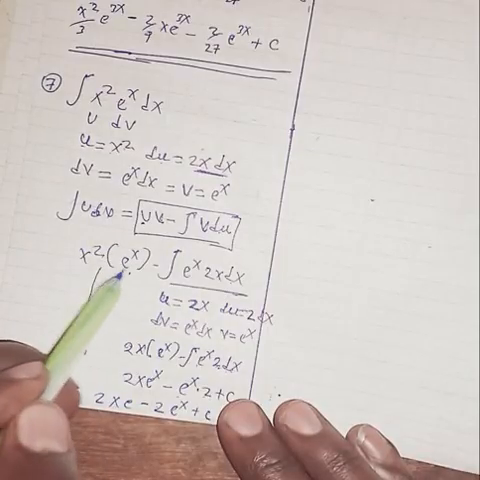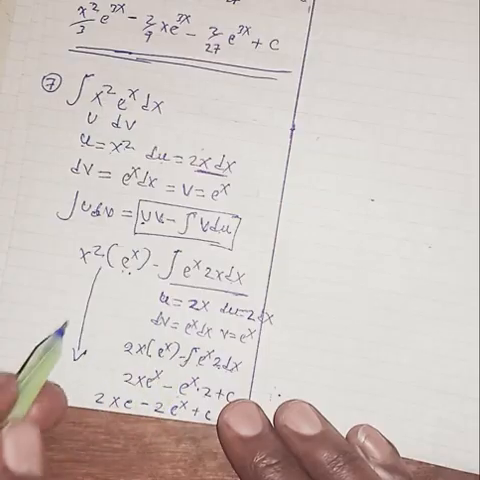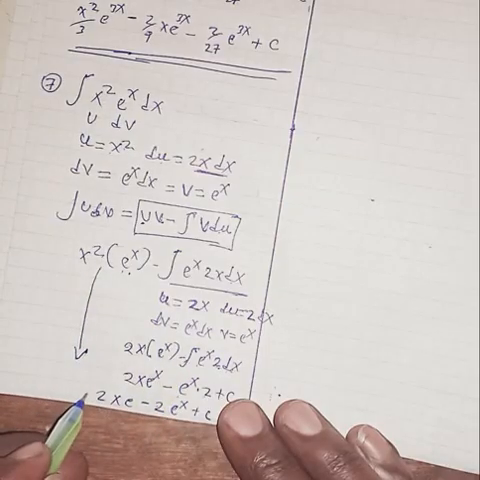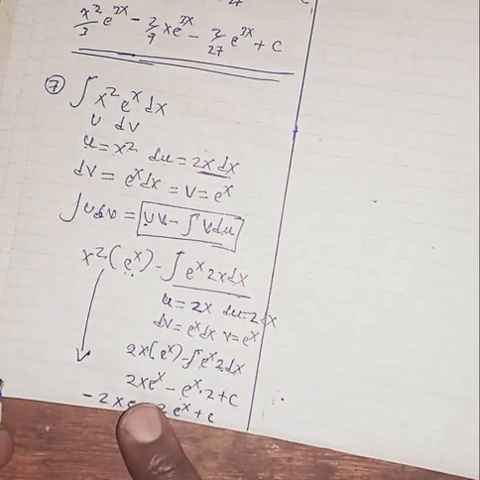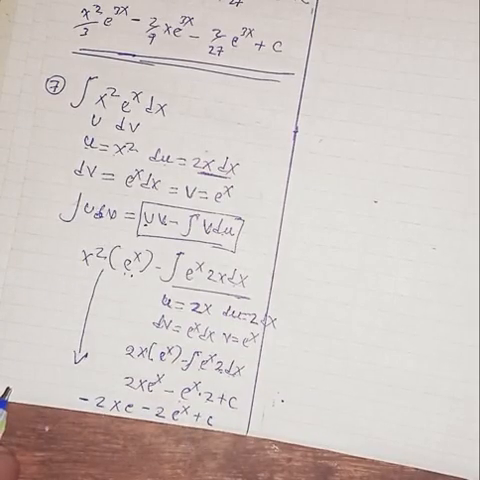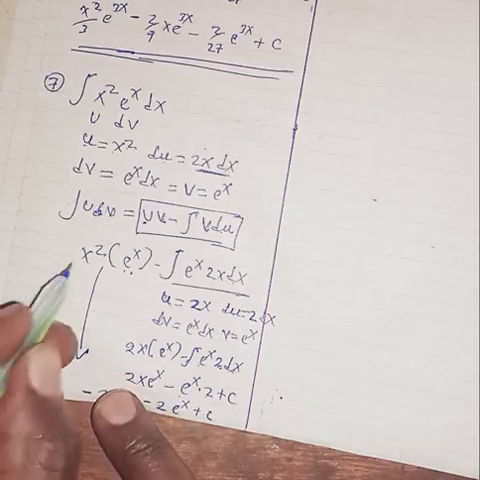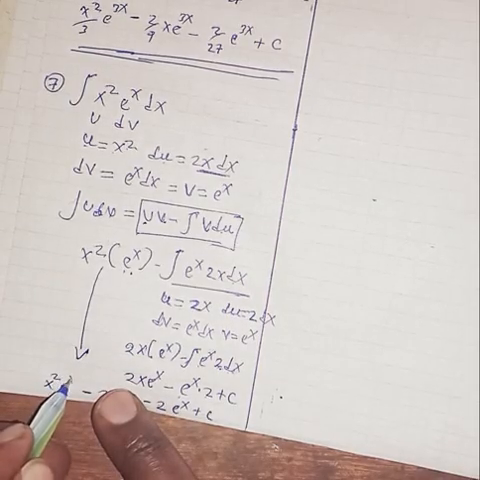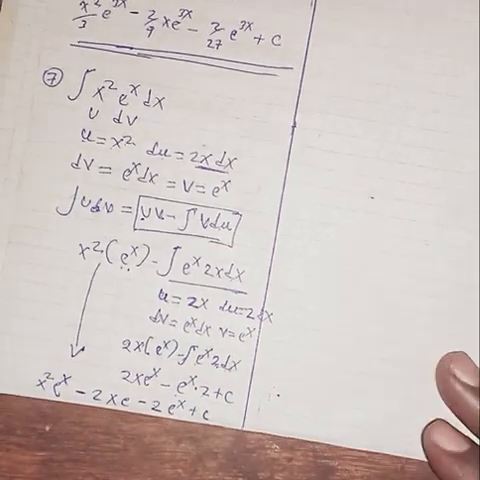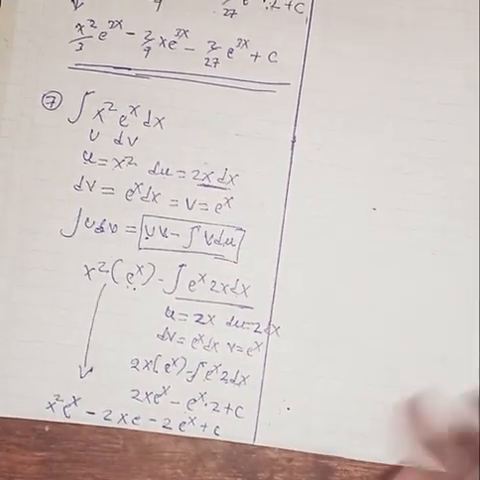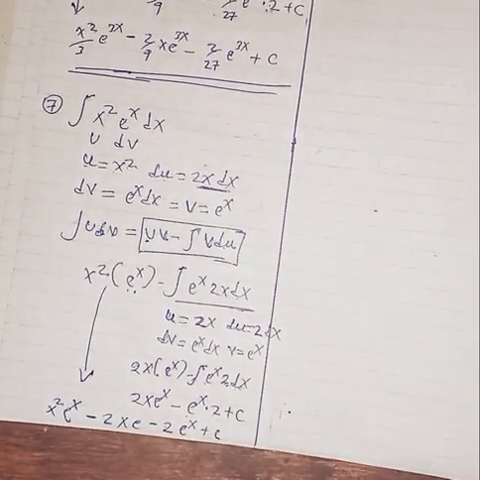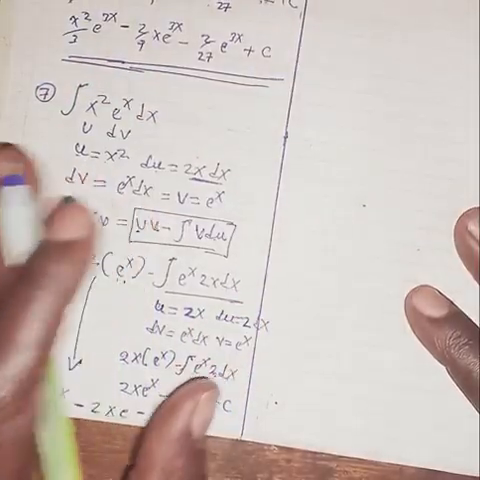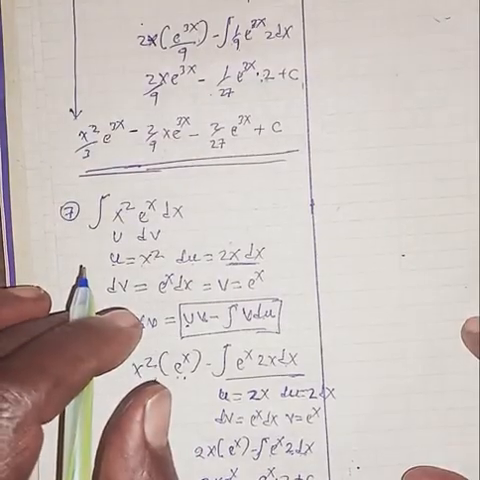Remember there was this one, you bring it down here from the main one. You know we integrate twice, so there was this one from the main, minus, and you remember there was that one, so it will be x square e raised to x. You try on your own and see whether you will get the same. That is the answer. Hope we have understood very well. This is integration by parts more than once.